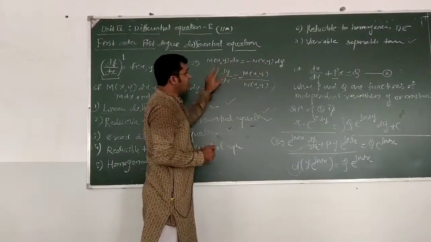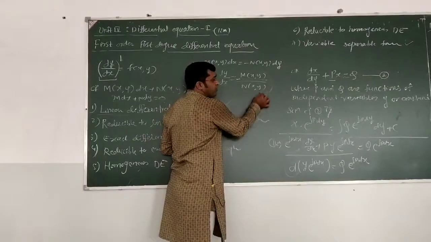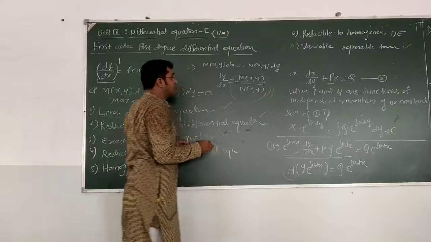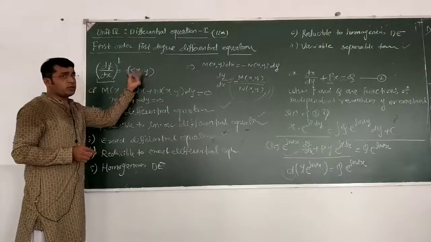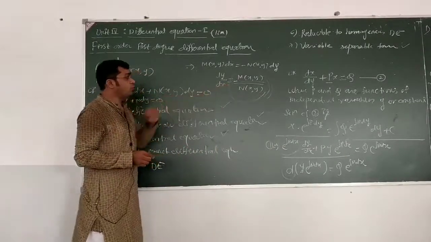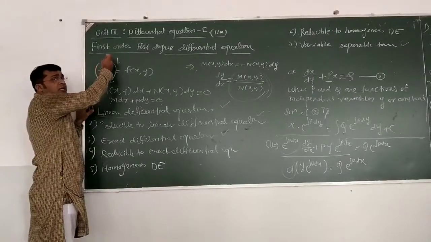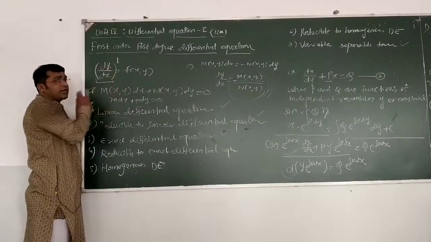I take this N here, so this is a function of xy, and this is a function of xy. It is completely a function of xy and can be represented by f of xy. So we have dy by dx equals f of xy. The second form is converted into the first form. Similarly, we can convert the first form into the second form.